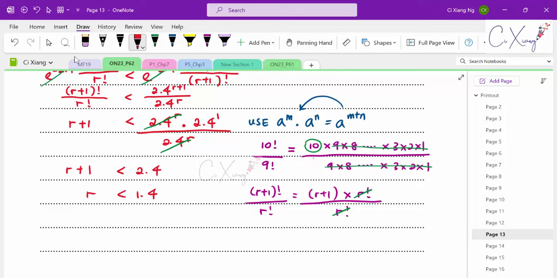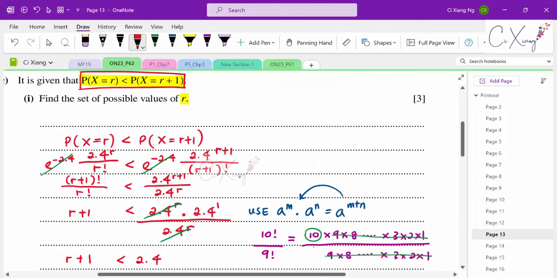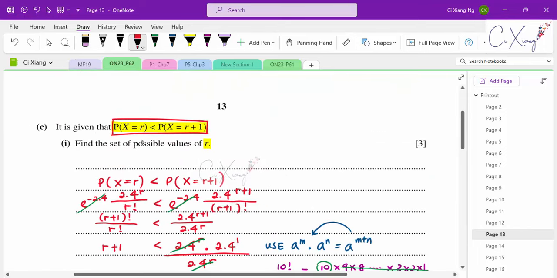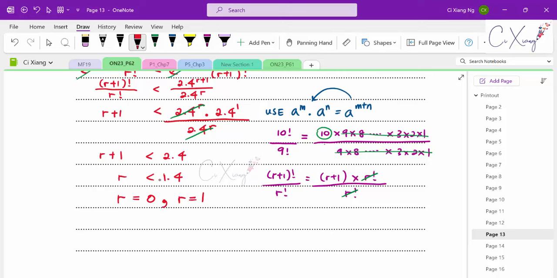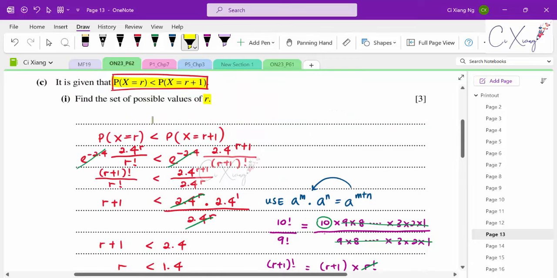Then when r is smaller than 1.4, let's have a look at this question again. We are talking about the Poisson distribution, and for Poisson distribution, all the values for r should be integers. They are discrete, so it should be an integer for Poisson. Therefore, we have to list out the possible values of r. If r is smaller than 1.4, r can be equal to 1, and also r can be equal to 0. So r can take these two values, 0 and 1. This is the solution for part C number 1.